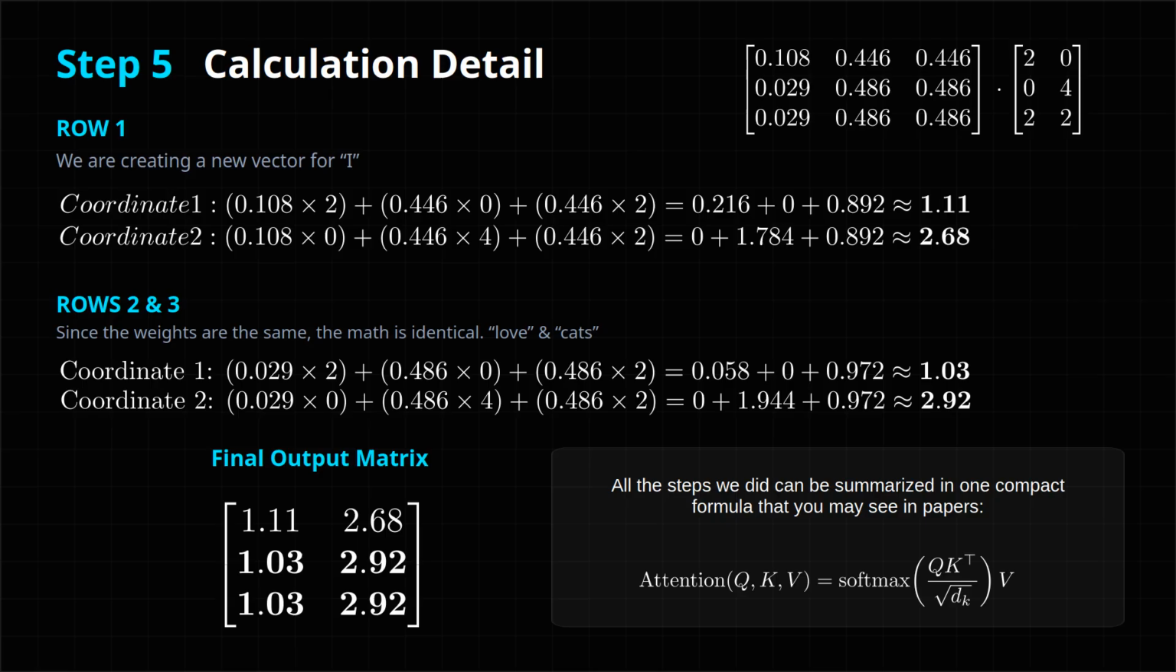All the steps we did can be summarized in one compact formula that you may see in papers. It says attention of Q, K, and V is softmax of Q times K transpose divided by the square root of dk, all multiplied by V. The messy arithmetic on this slide is just one concrete example of that single formula in action.